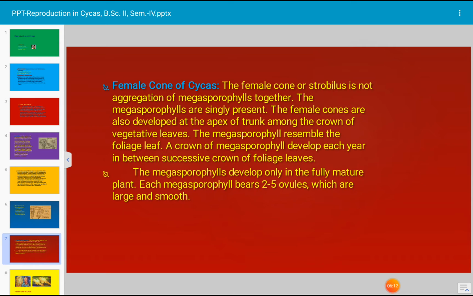The female cones are also developed at the apex of the trunk among the crown of vegetative leaves. The megasporophyll resembles the foliage leaf. A crown of megasporophylls develops each year in between successive crowns of foliage leaves. The megasporophylls develop only in the fully mature plant. Each megasporophyll bears 2 to 5 ovules, which are large and smooth. Next.